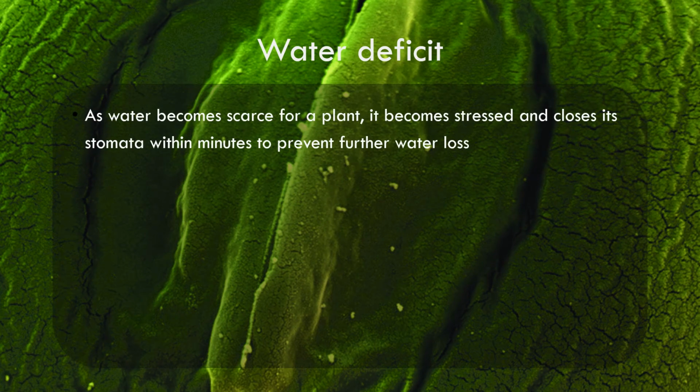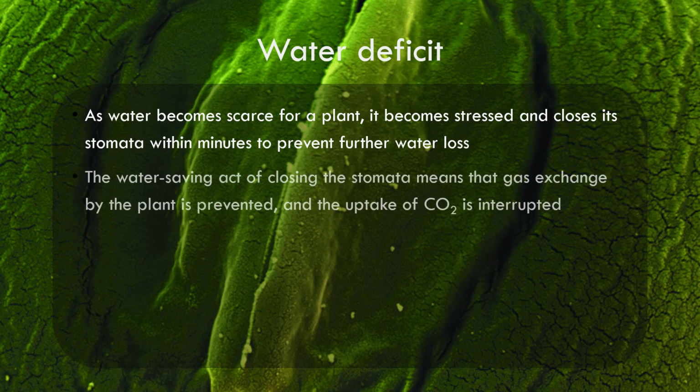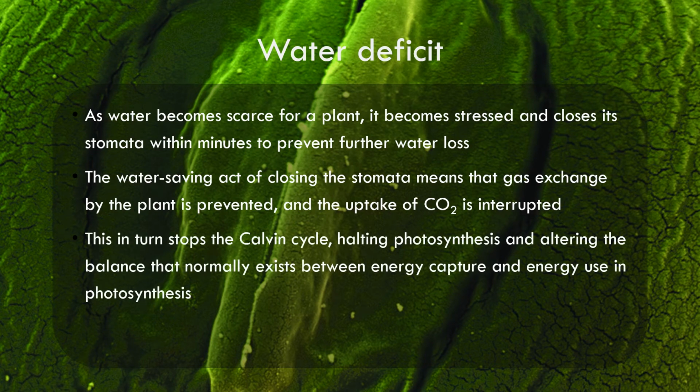As water becomes scarce for the plant, it becomes stressed. And as soon as it becomes stressed, it closes its stomata within minutes to prevent further water loss. It must maintain as much water in the plant as it possibly can. But by closing the stomata, we've then got an issue. There is no longer any gas exchange occurring, and so the uptake of CO2 is interrupted. In turn, this stops the Calvin cycle, and so photosynthesis halts, literally just stops, and it alters the balance that normally exists between energy capture and energy use.